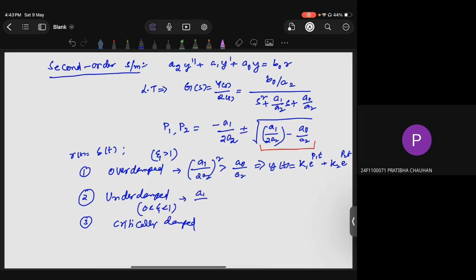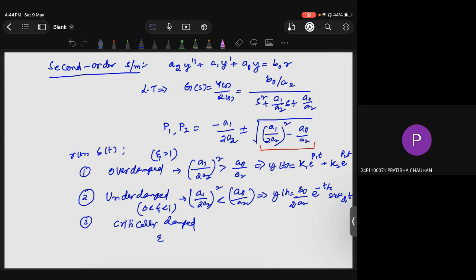So here A1 by 2A2 squared is less than A naught by A2. Here you will get y(t) as B naught by 2A2 times e power minus t by tau sine omega d t.